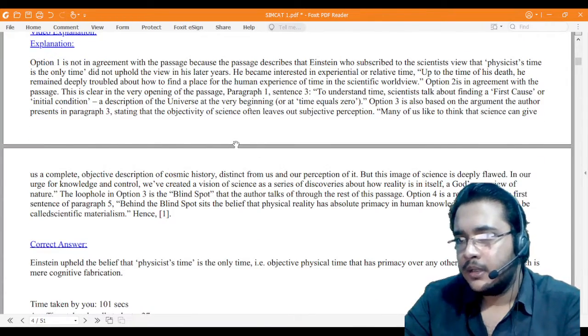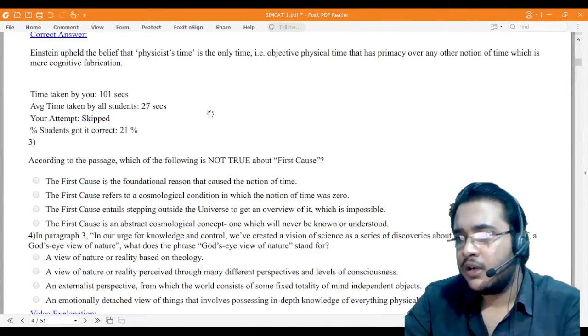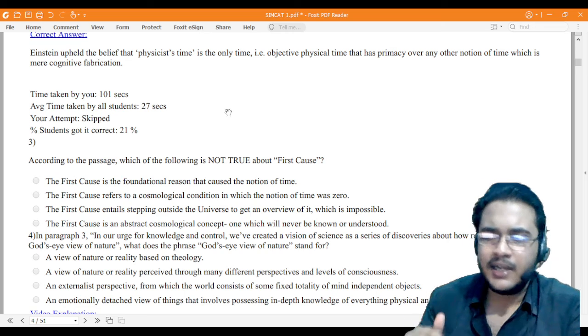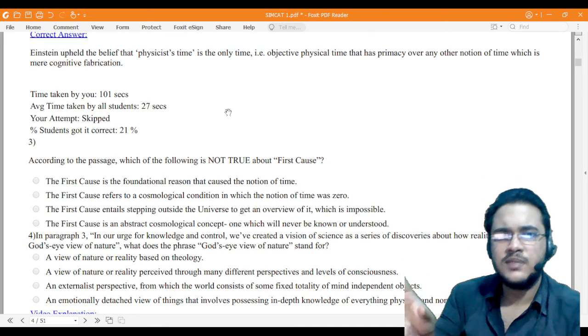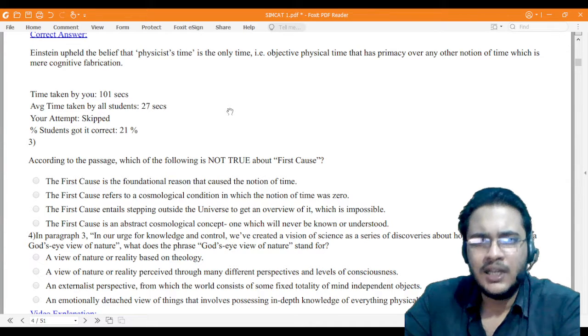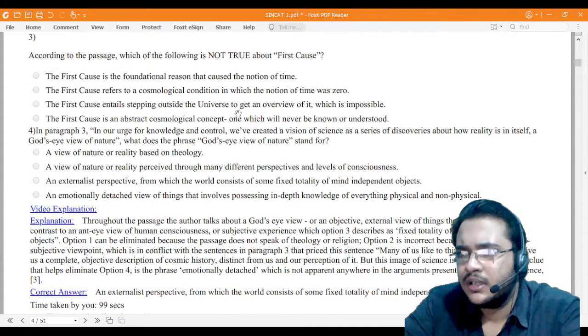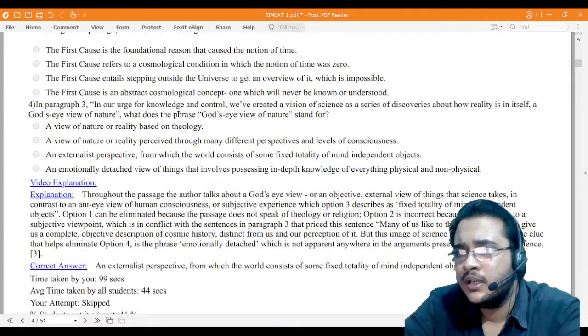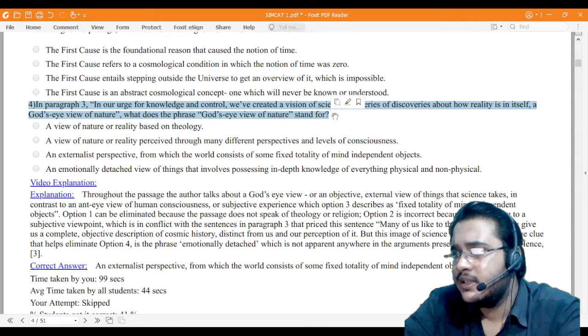Question number 3, according to the passage, which of the following is not true about the first cause? Again, not a direct question, but a kind of a question. If you have understood the first paragraph, understood the first cause, you can answer this. So this can be labeled as a direct question. I would not consider this as an infer one. Now this is the fourth one. This is a direct question.